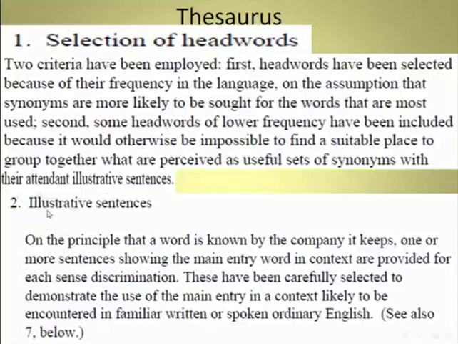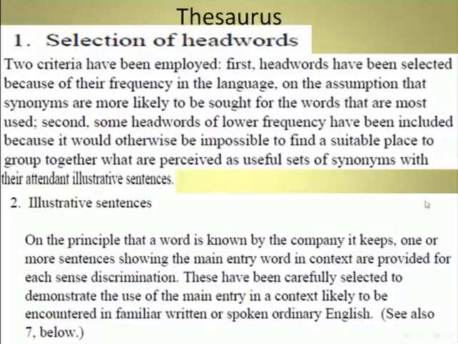Number 2, illustrative sentences. On the principle that a word is known by the company it keeps, one or more sentences showing the main entry word in context are provided for each sense discrimination. These have been carefully selected to demonstrate the use of the main entry in a context likely to be encountered in familiar written or spoken ordinary English. Right? What else? Let's carry on.